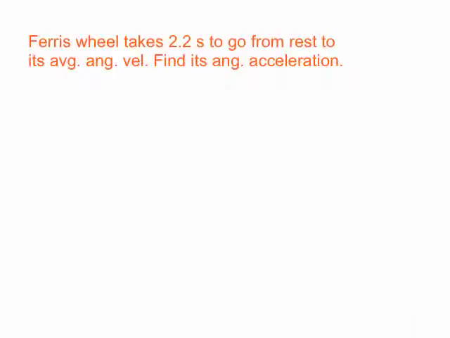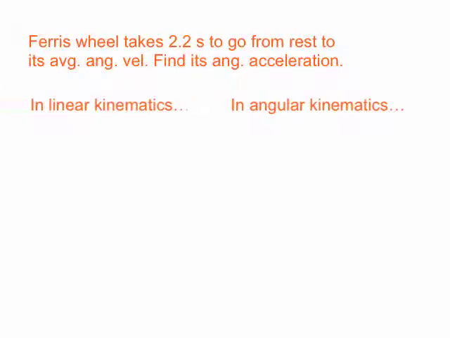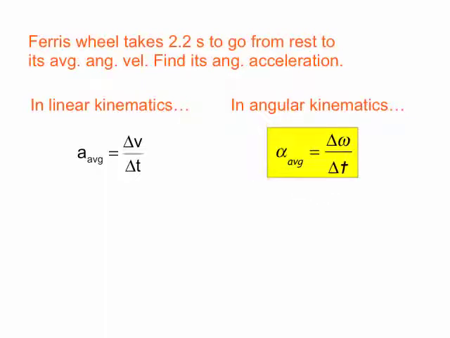The Ferris wheel takes 2.2 seconds to go from rest to its average angular velocity. What's its angular acceleration? Okay, again, we were doing one-dimensional motion. We remember that acceleration is velocity over time. In angular motion, the angular acceleration is angular velocity over time, right? So we want to solve for angular acceleration.